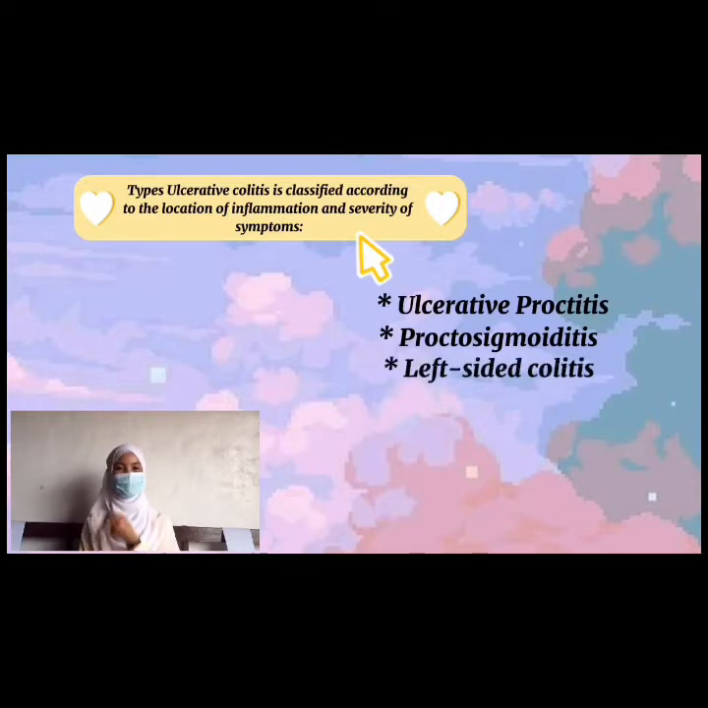Next we have left-sided colitis. In left-sided colitis, inflammation extends from the rectum up through the sigmoid and descending colon. Signs and symptoms include bloody diarrhea, abdominal cramping and pain on the left side, and unintended weight loss. The next one is pancolitis. Pancolitis often affects the entire colon and causes bloody diarrhea that may be severe, abdominal cramps and pain, fatigue, and significant weight loss.